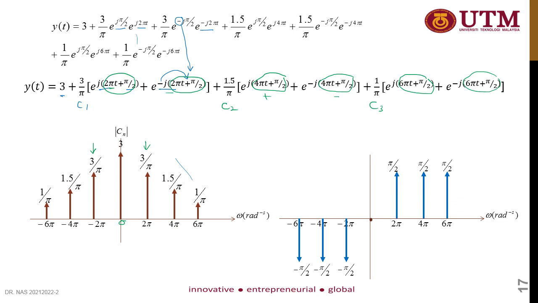And then plot the phase spectrum. At C0, no phase, so it's 0. At positive 2 pi, the phase is positive pi over 2. At negative 2 pi, the phase is negative pi over 2. Same goes for the second and the third one. So you have completed the equation, the complex exponential equation, and also the double-sided spectrum for the given signal.